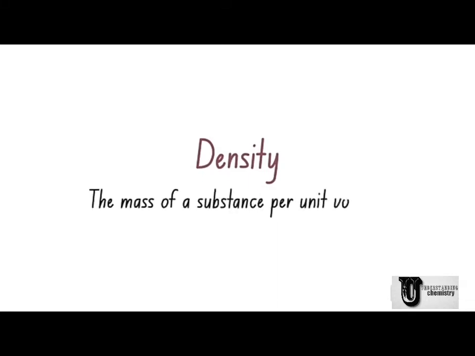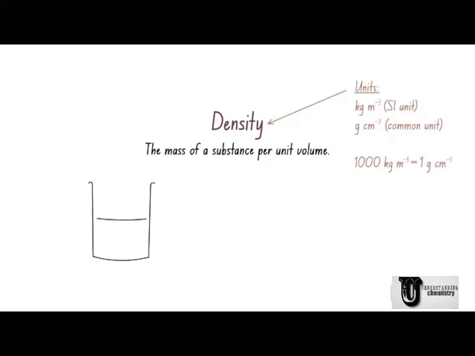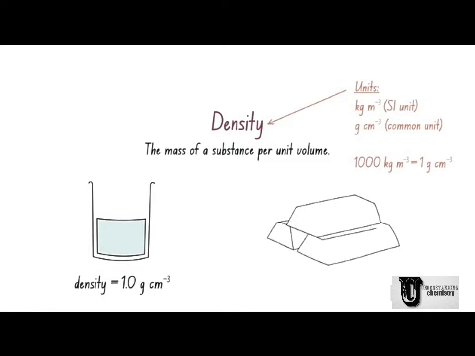In some mixtures, the key difference between two or more pure substances is their density. Density is the mass of a substance per unit volume. We usually measure density in kilograms per cubic metre, or in grams per cubic centimetre. For example, water has a density of approximately 1 gram per cubic centimetre, while iron has a density of 7.8 grams per cubic centimetre.